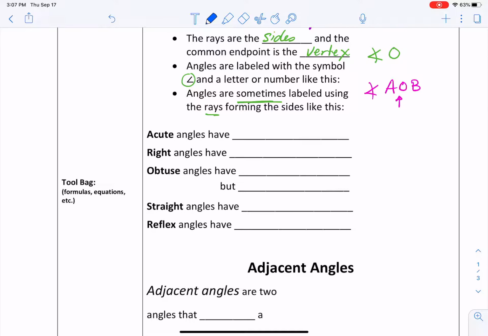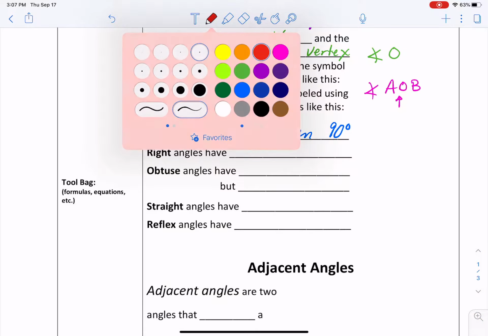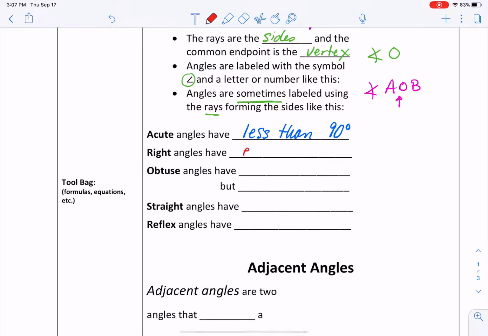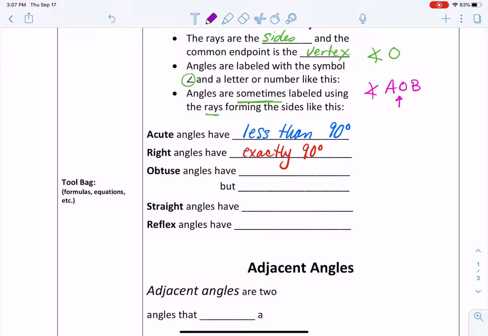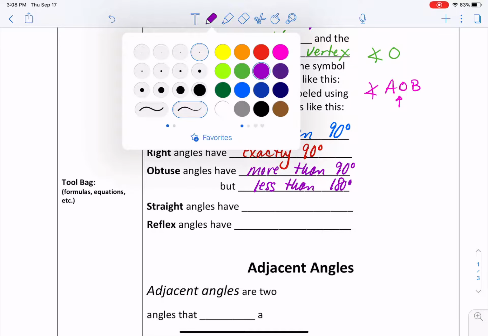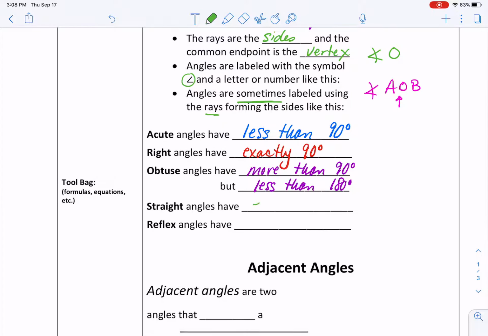So acute angles have less than 90 degrees. Right angles have exactly 90 degrees. Obtuse angles have more than 90 degrees, but less than 180 degrees. Straight angles have exactly 180 degrees.